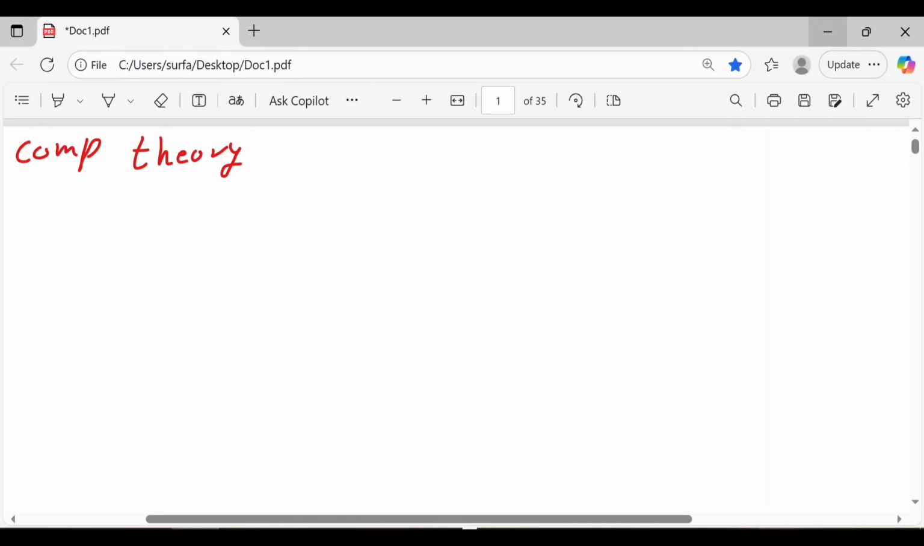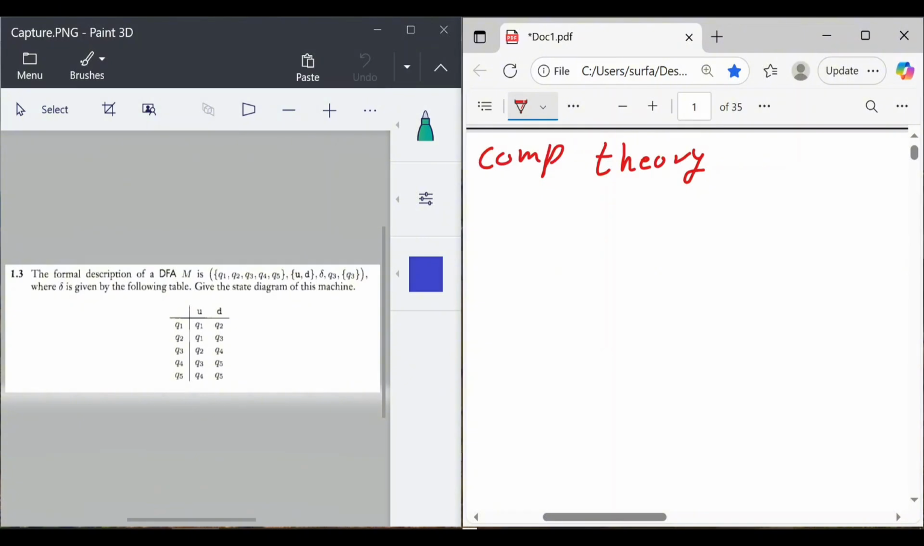In this video, we're going to solve the third question from Sipser textbook about computation theory. And that's it. Let's solve this question. Okay, as you can see here, the third question is that the formal description of a DFA M is something like this, where our transition function is given by the following table. Give the state diagram of this machine.